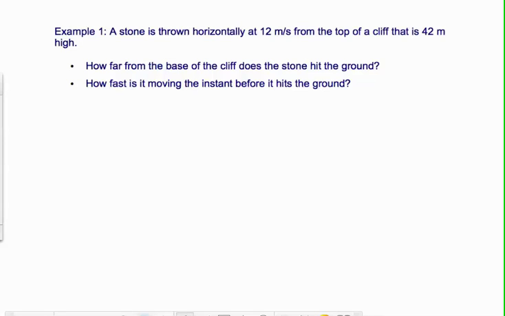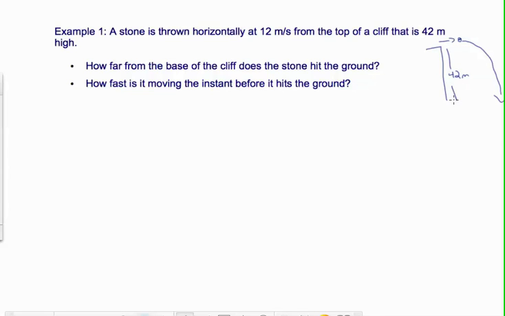So in this problem, we have a stone being thrown horizontally at 12 meters per second from the top of a cliff that is 42 meters high. And if you're the kind of person that likes a sketch, here's a cliff, and your stone goes off that way, and you know it's going to go until it hits the ground. And this is 42 meters.